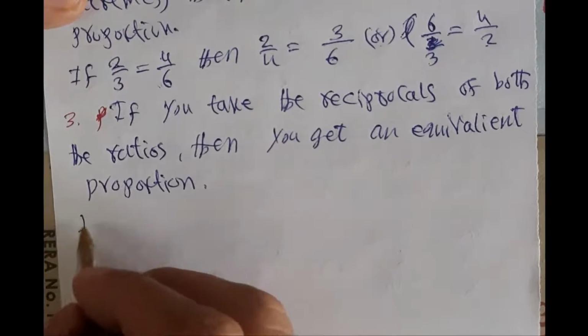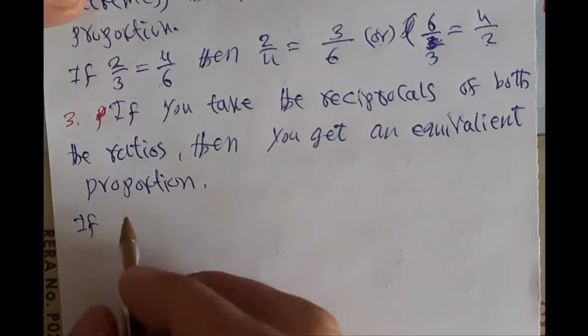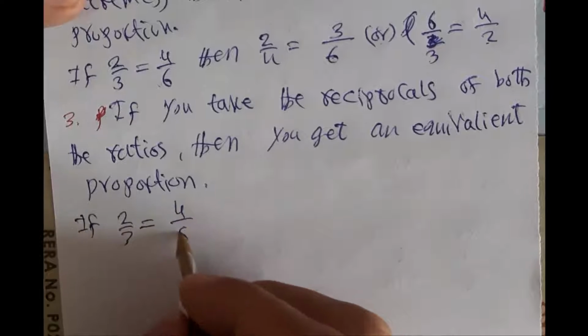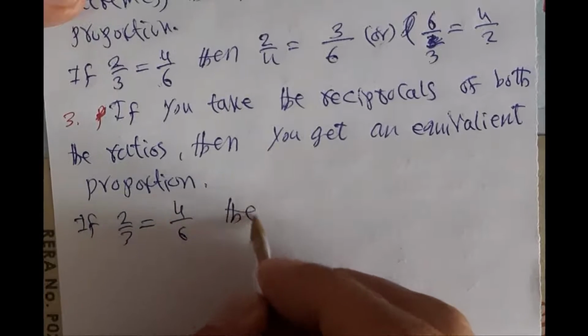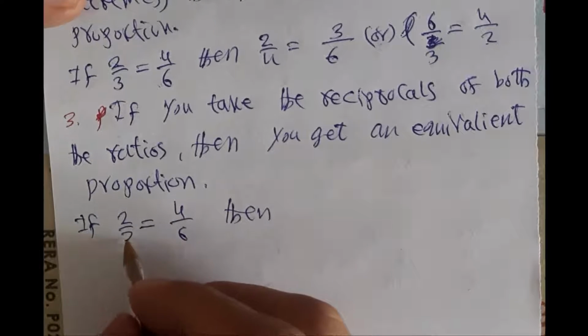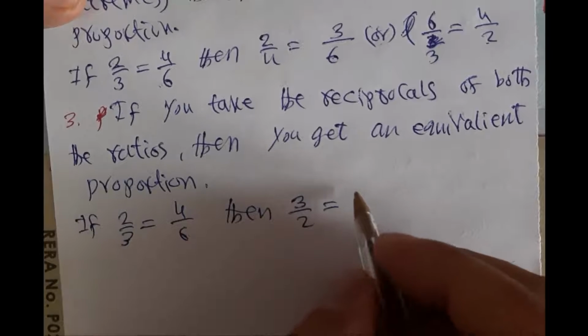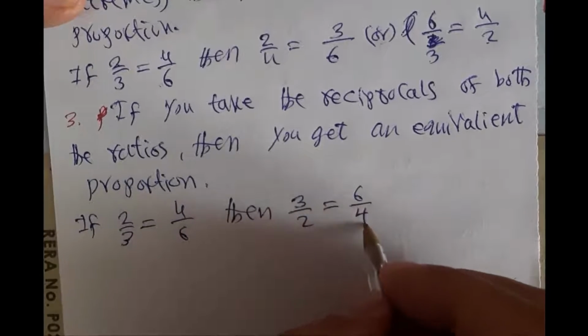If 2 by 3 is equal to 4 by 6, then we make inverse of these two ratios. 3 by 2 is equal to 6 by 4.